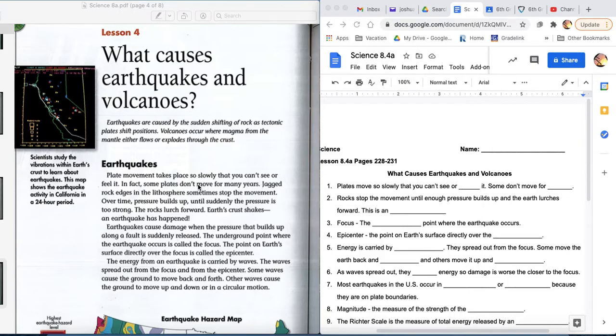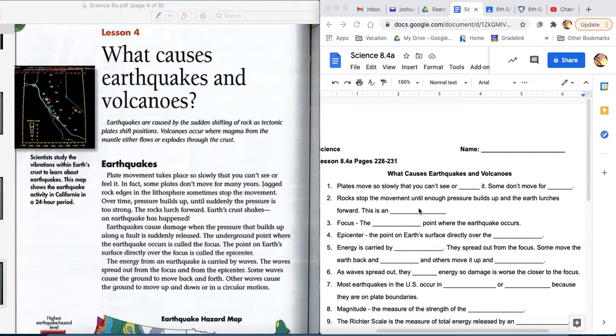Here's why. Jagged rock edges in the lithosphere sometimes stop the movement. Over time, pressure builds up until suddenly the pressure is too strong. The rocks lurch forward, the earth's crust shakes, and an earthquake has happened. Okay, so this is an earthquake.